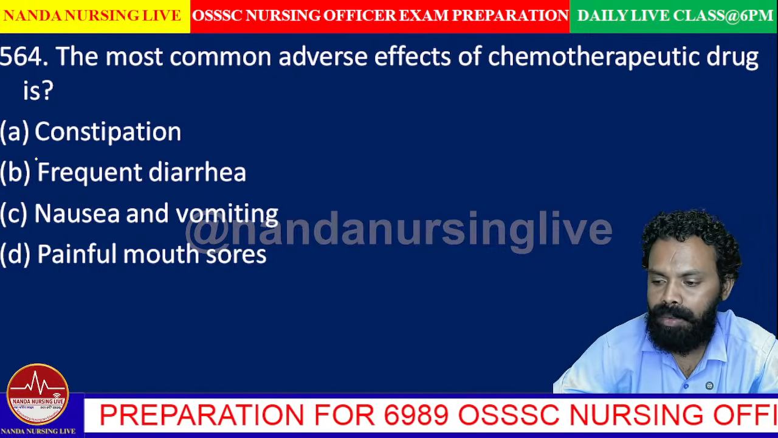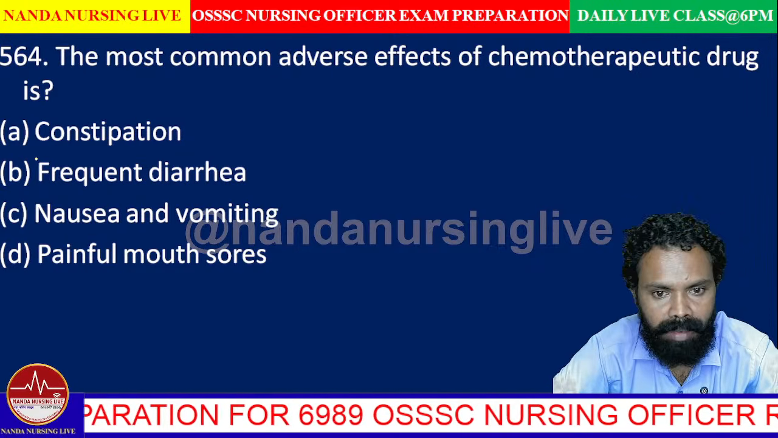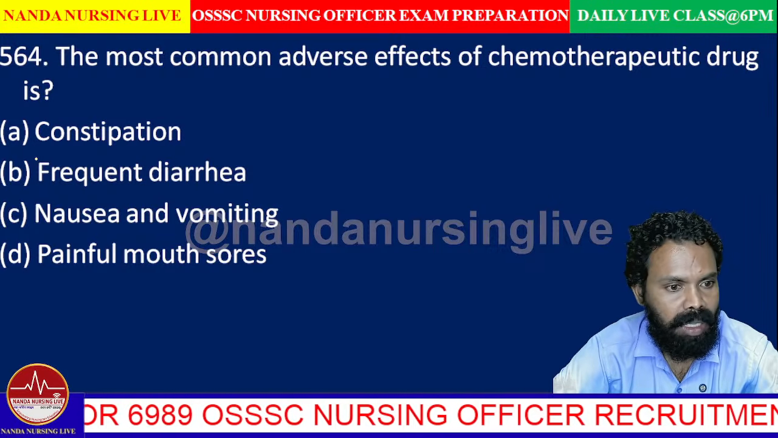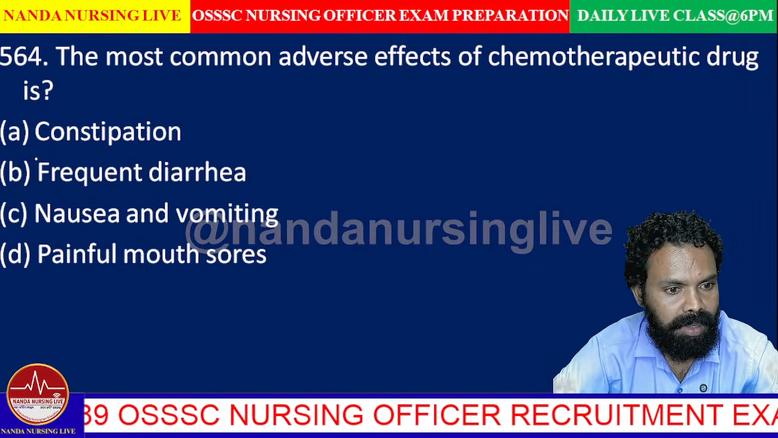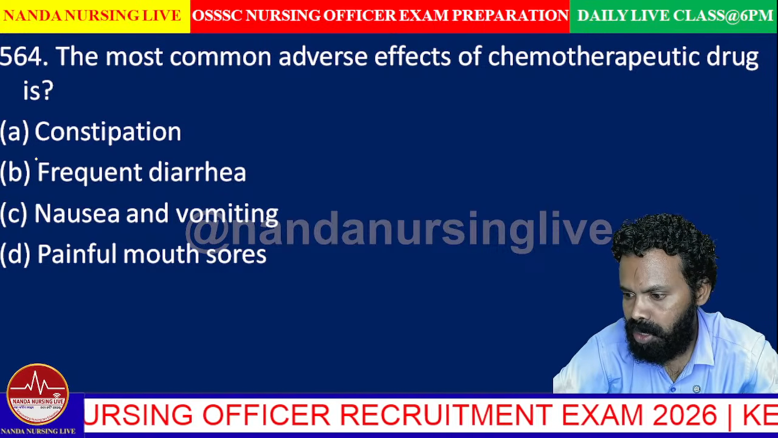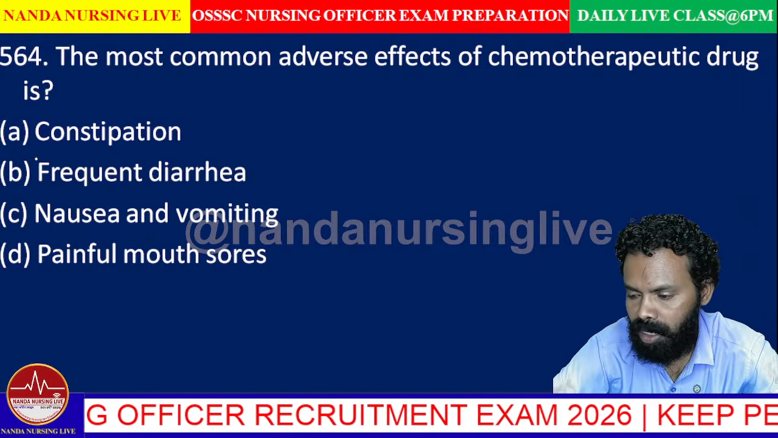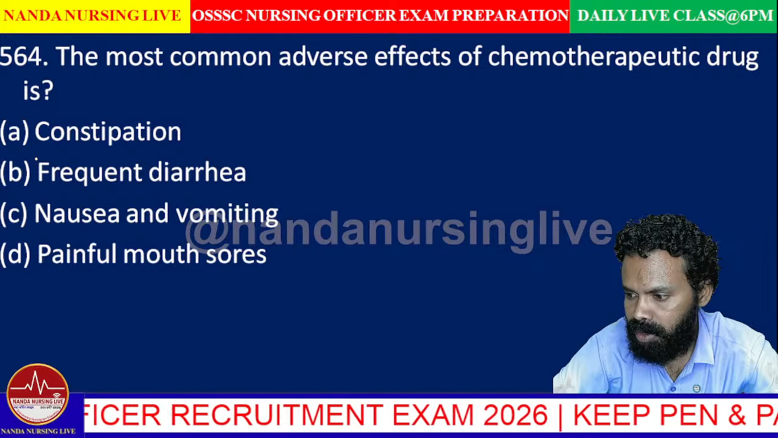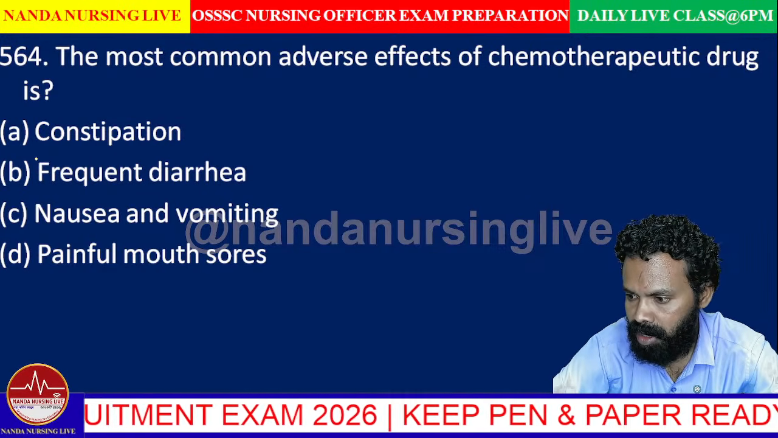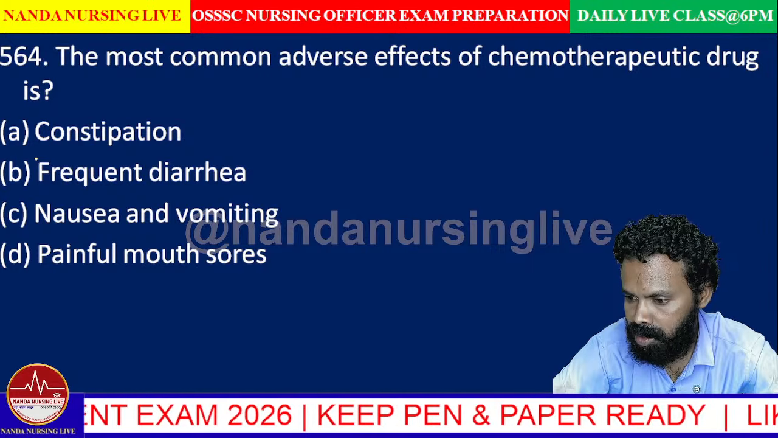Next question, question number 564: the most common adverse effect of chemotherapeutic drugs is option A, constipation. Option B, frequent diarrhea. Option C, nausea and vomiting. Option D, painful mouth sore. So which option is the correct answer? Most common adverse effects of chemotherapy drugs.